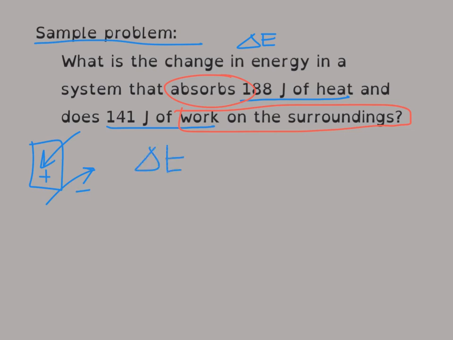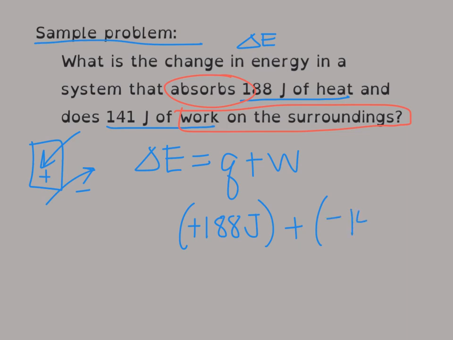So delta E equals Q plus W. And our heat is the 188 joules that's being absorbed, so that's positive. So we have a positive 188 joules. And then we're going to add in our work component, and our work is being done on the surroundings, so that is a negative 141 joules. So our delta E is the sum of the 188 and the negative 141, which would give us an answer of 47 joules is our change in energy for this particular situation.